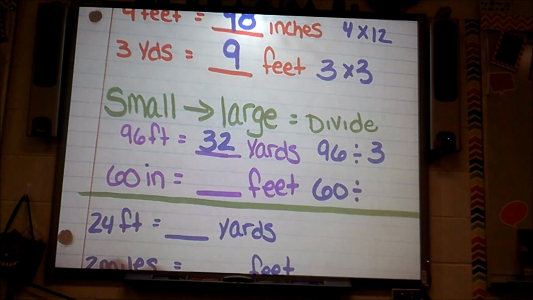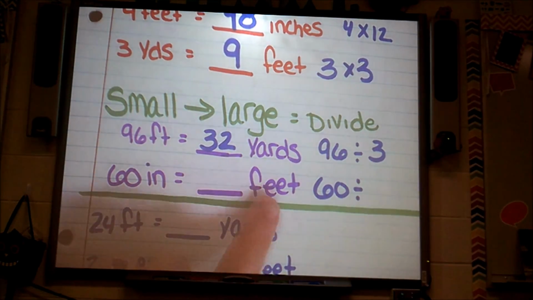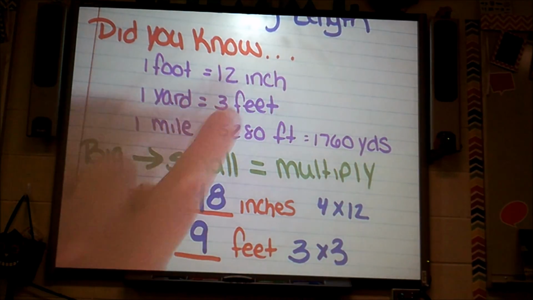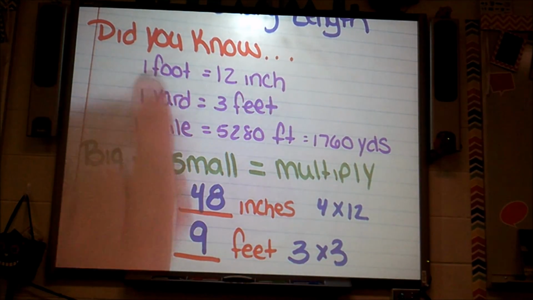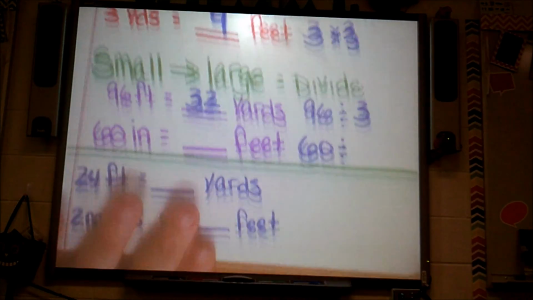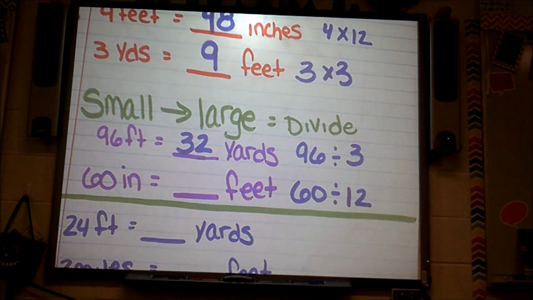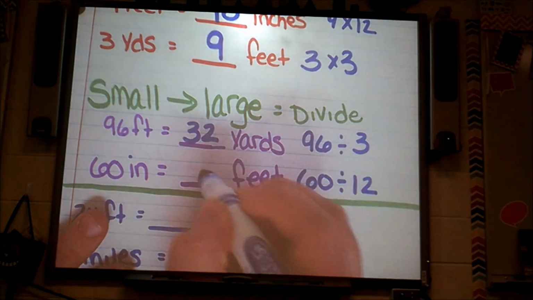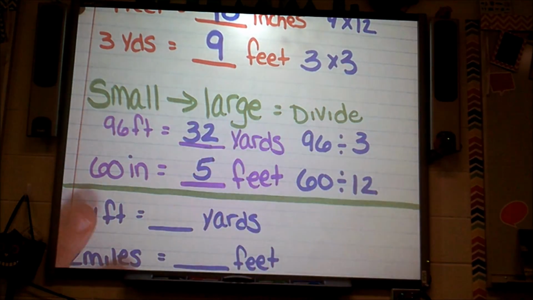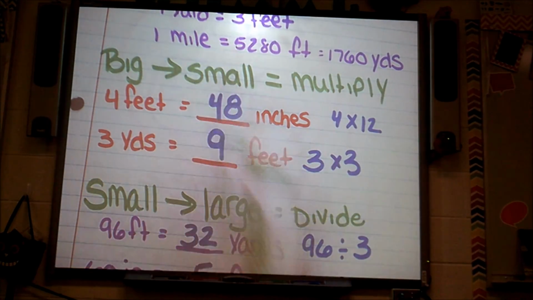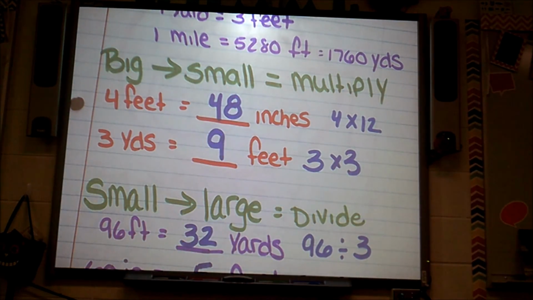So I ask myself, how many inches are in 1 foot? And I come back and I look up. There are 12 inches in 1 foot. So that 12 is what I'm going to be dividing by. So in 60 inches, there are 5 feet. So as I've said, please remember, big to small we multiply, small to large divide.